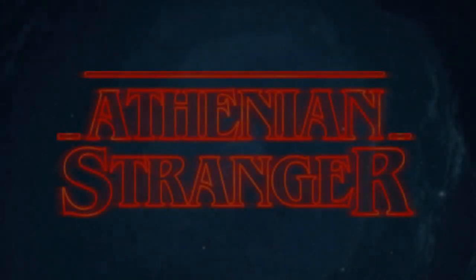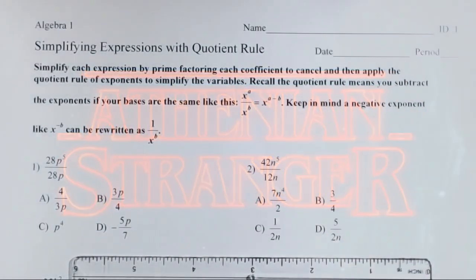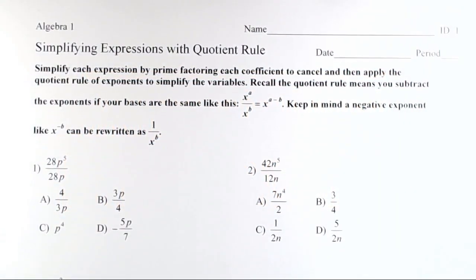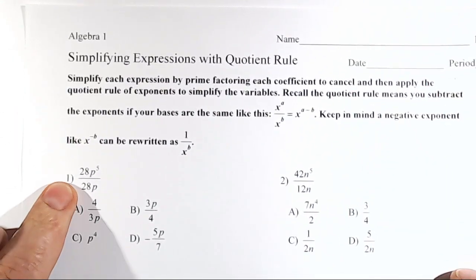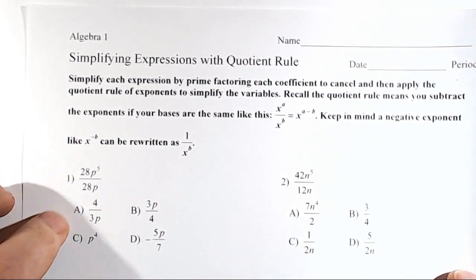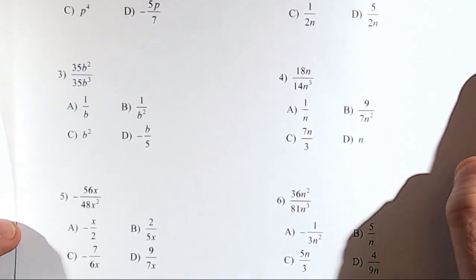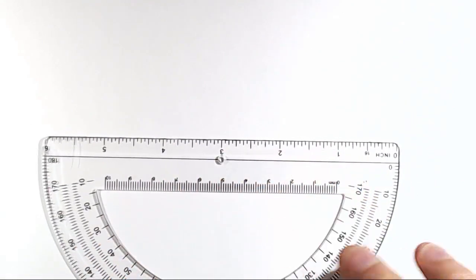All right, ladies and gentlemen, welcome back to this Athenian Stranger tutorial video, where today we are going to work with the quotient rule to simplify some algebraic expressions. These expressions are rational in nature because they are fractions. So we're simplifying rational expressions using the quotient rule and, as needed, the negative exponent rule.